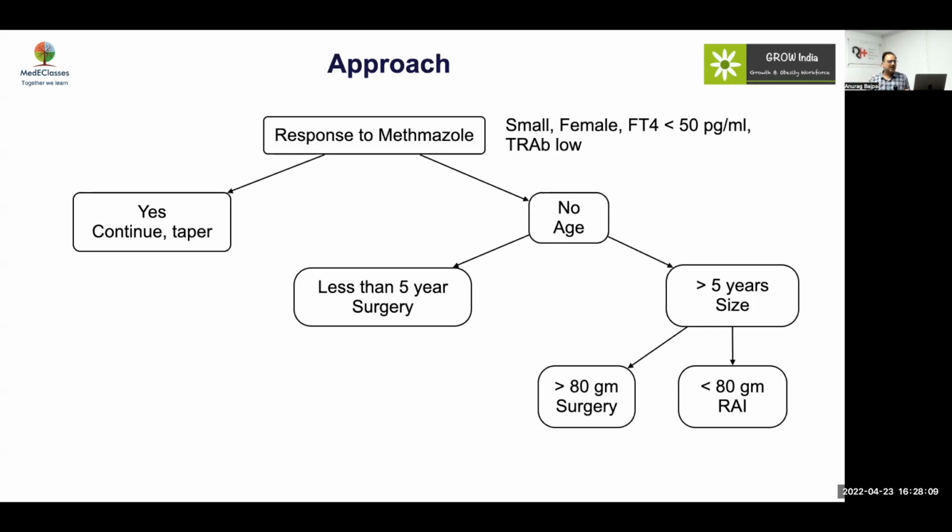The options are either iodine therapy, which is best because it doesn't require surgical intervention, beyond 5 years, and no ophthalmopathy, no eye signs, and a size less than 80 grams, think of iodine. If there are eye signs or if the size is very large, go for surgery. Iodine therapy can worsen eye signs. This is something you need to be aware of.